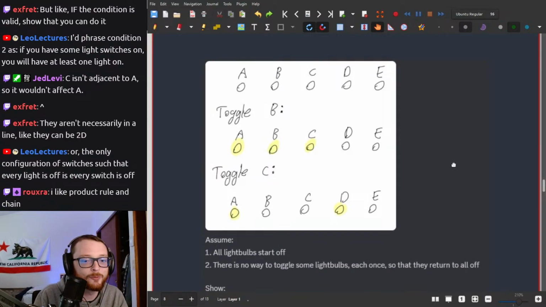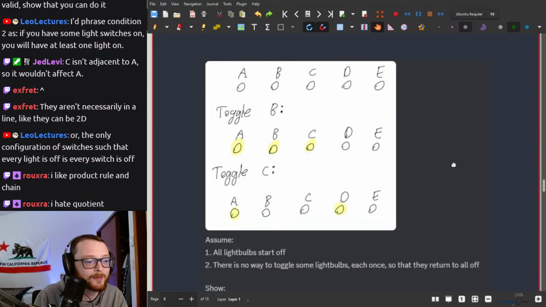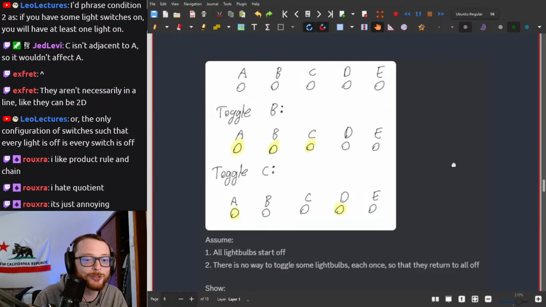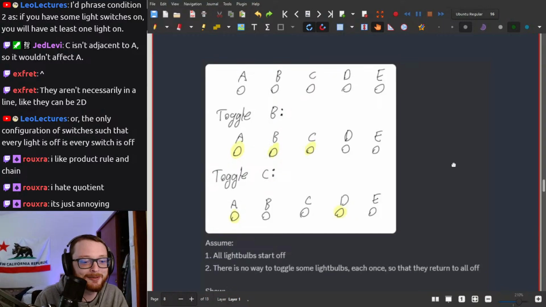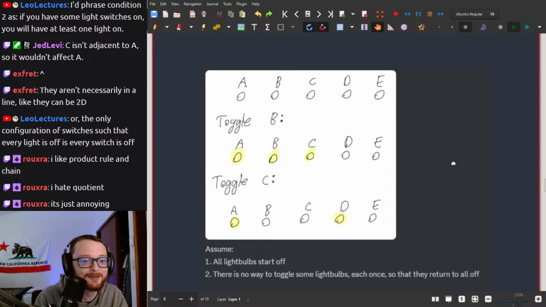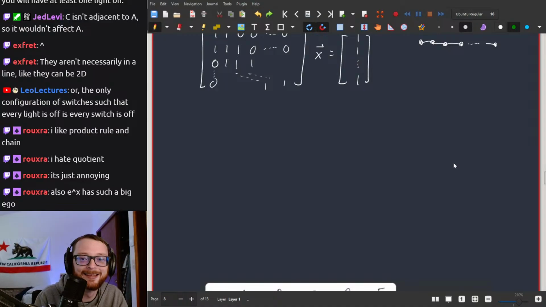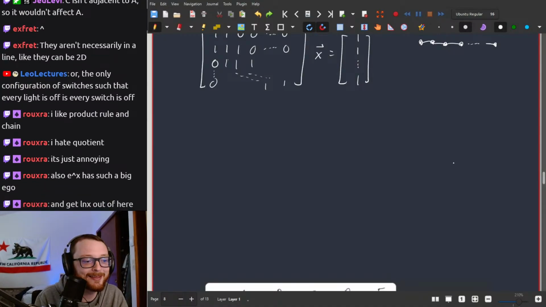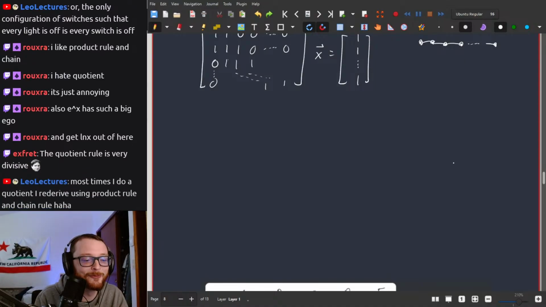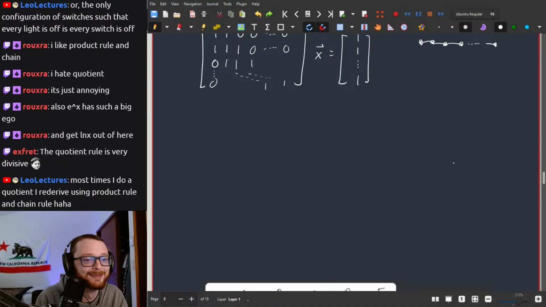Like the product rule and chain rule, those are both helpful. Yeah, okay, good. Hating the quotient rule is the right way to feel about it. Quotient rule is terrible. Do you know the mnemonic to remember it? E to the X is one of the best functions ever. Quotient rule is very divisive. It's true.